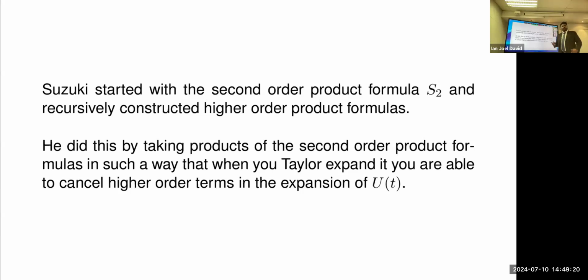So like we did before, where we looked at the Taylor expansion of the time evolution operator and the Taylor expansion of our approximation, we looked at which terms cancel. Suzuki spent a lot of time writing out Taylor series and taking products of the second order product formulas, and he kept writing Taylor series, and he manually checked which of these things cancel, and this allowed him to come up with a recursive formula, which he then proved inductively to construct higher order approximations.